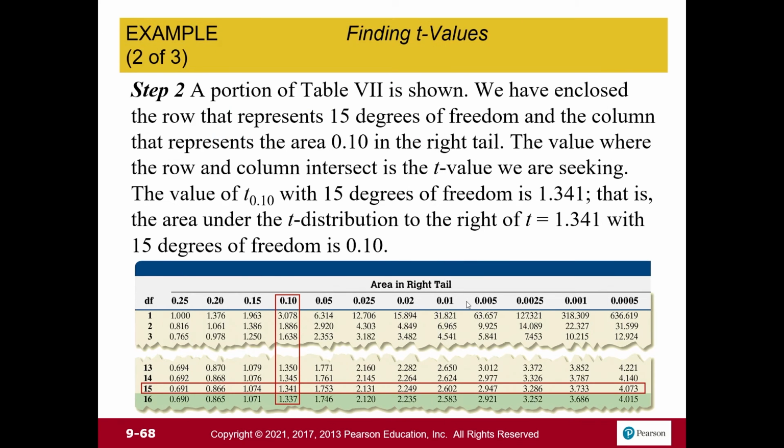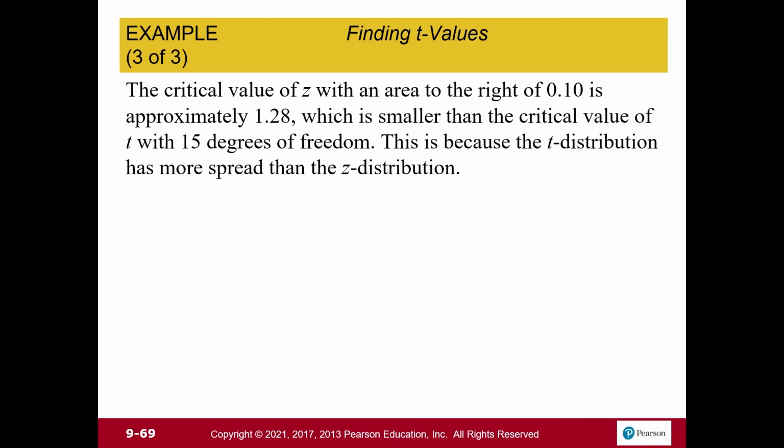And they explain this as well. It's all pretty much more or less explained here, how we're talking about the area in the right tail. All right, let's proceed. The critical value of z with an area to the right of 0.10 is approximately 1.28, which is smaller than the critical value of t with 15 degrees of freedom. This is because the t distribution has more spread than the z distribution.